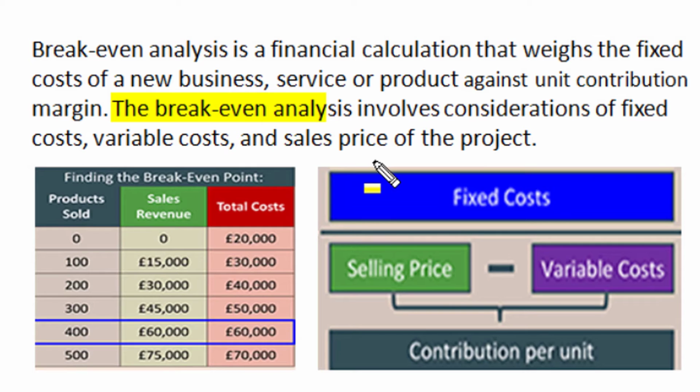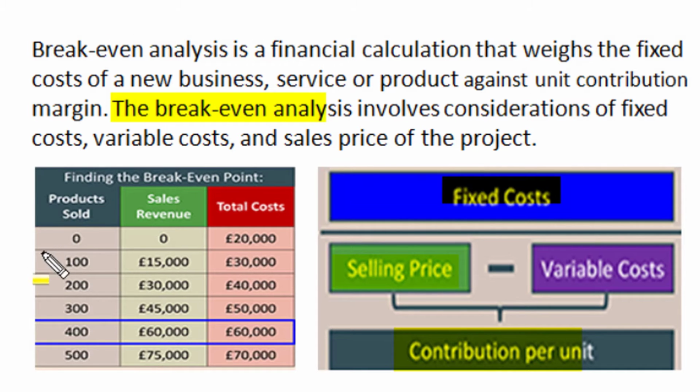The break-even analysis involves consideration of total fixed cost, average variable cost, and average selling price of the product. Selling price and variable cost are used to find out the contribution margin of the product or services, and this contribution margin is weighed against the total fixed cost of the new business, service or product, and break-even analysis will obtain the break-even point.